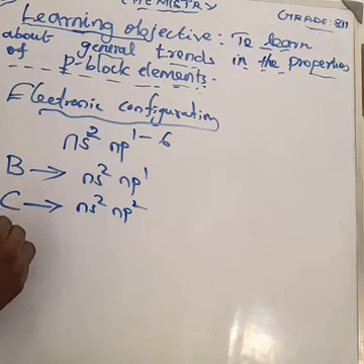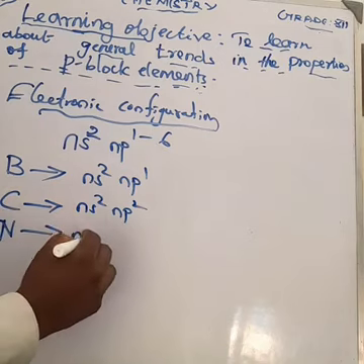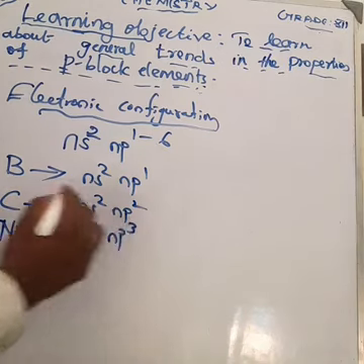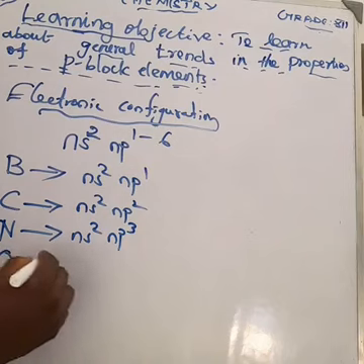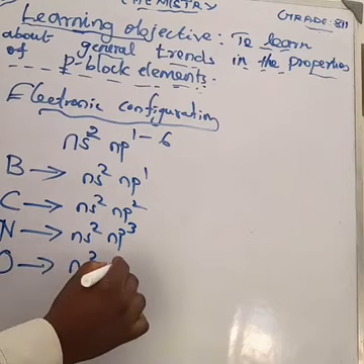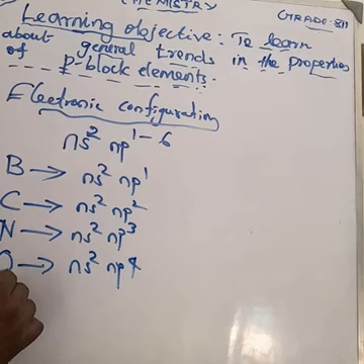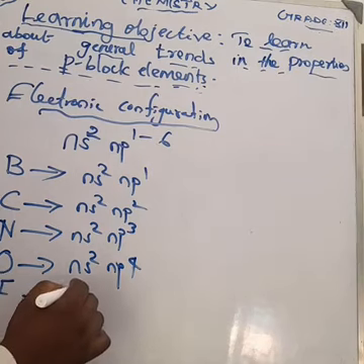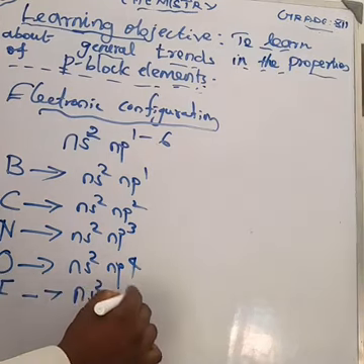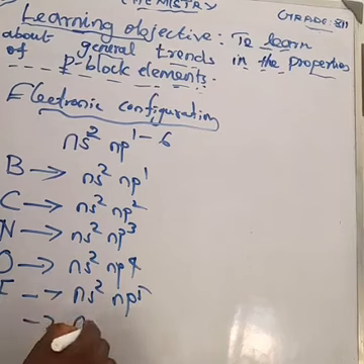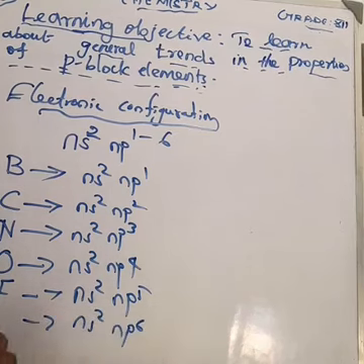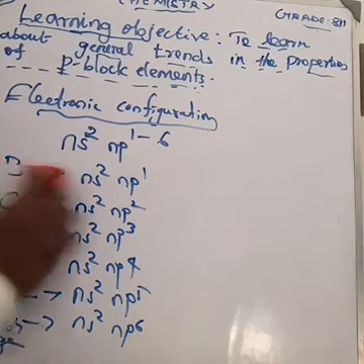ns2np2. Next, the nitrogen family, ns2np3. Oxygen family, ns2np4. Halogen family, ns2np5. Noble gas, ns2np6. Okay, can you understand? We already learned this in 11th grade, am I right? So take time to practice how to write the electronic configuration. If you are finding it difficult, please ask me.